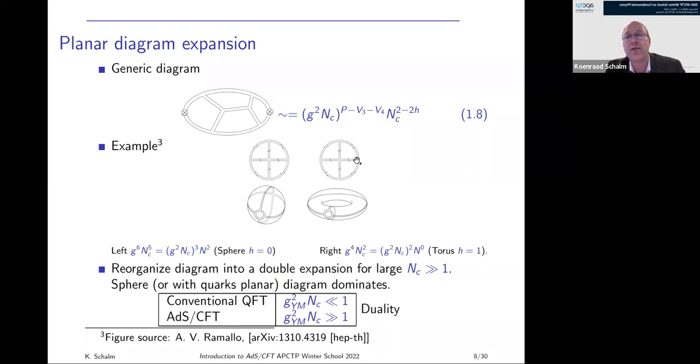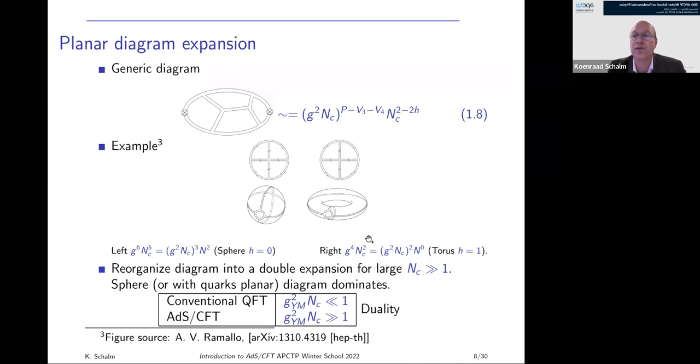So you only have 4 three-point vertices, so g to the 4. And if you count the number of loops, you have to be careful, because this object right here goes all the way up, comes back here, comes back here, comes back here, comes back here, comes back here, closes here. That's one loop. And so in fact, there's secretly only 2 closed loops in this diagram.